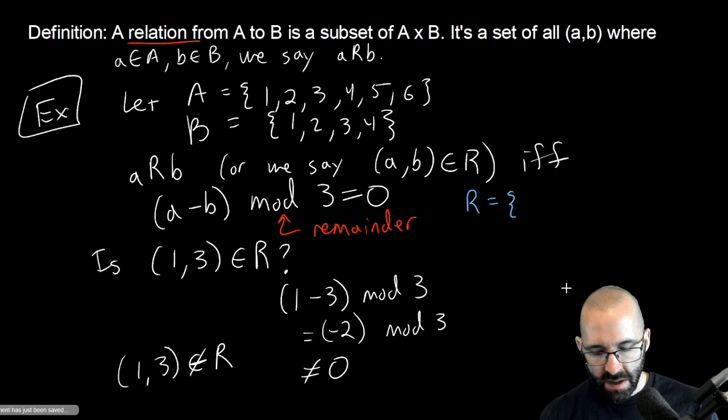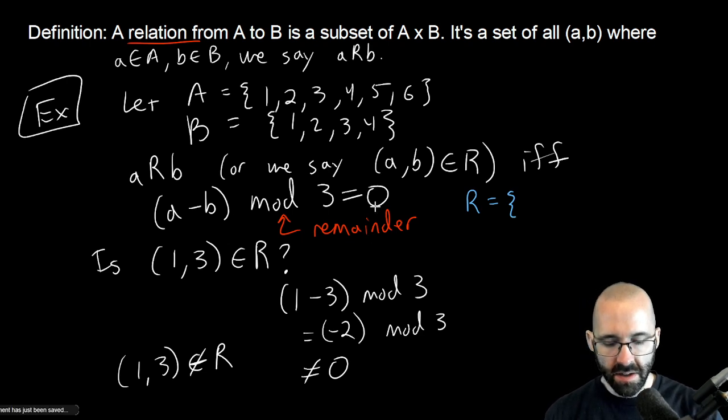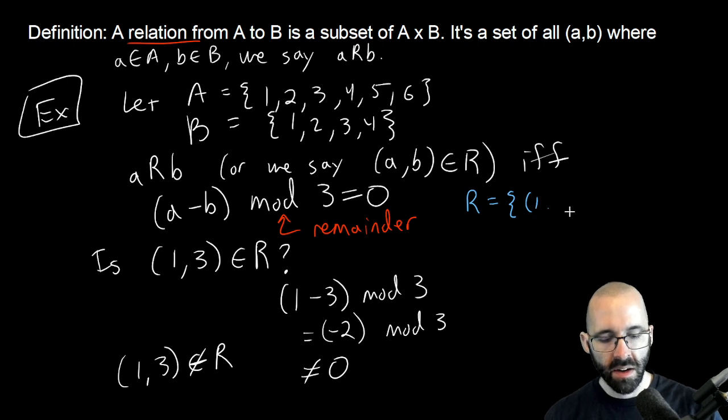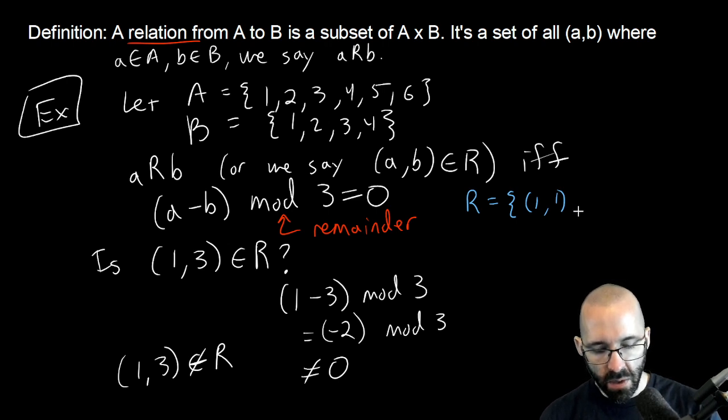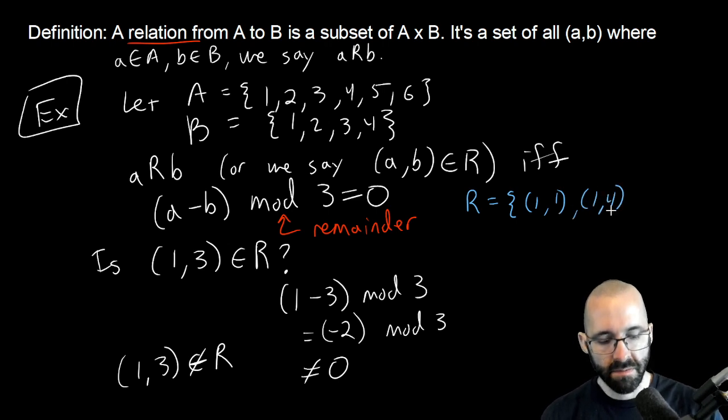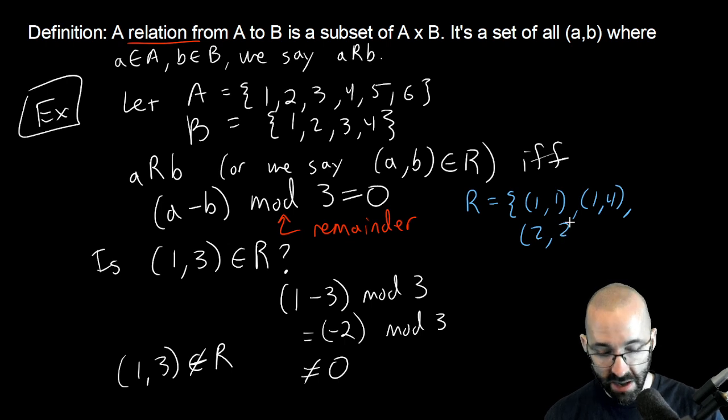So we need a minus b to be divisible by 3. So let's just start with 1. 1 minus 1 is divisible by 3. Yep, 0 is divisible by 3 with no remainder. And then (1, 4) is as well. No other pairing goes with 1. And then you can continue going on. 2 minus 1, nope, 2 minus 2, yep. And then 2 minus 5 would be as well, but 5 is not in B.